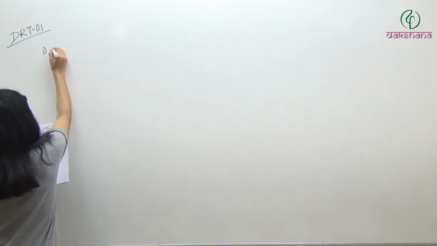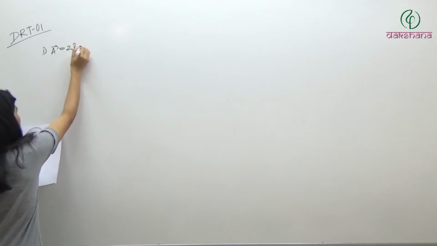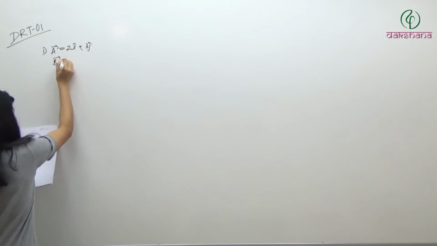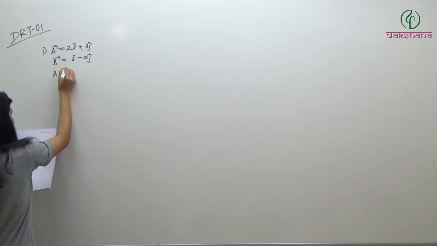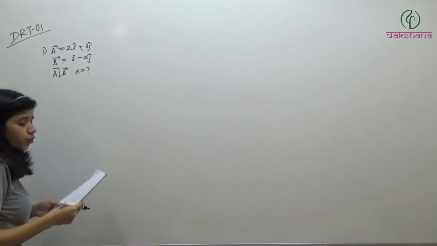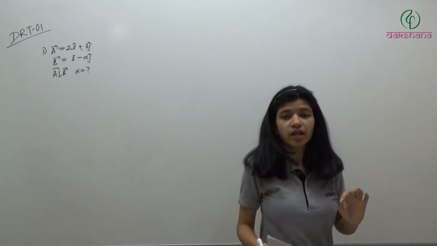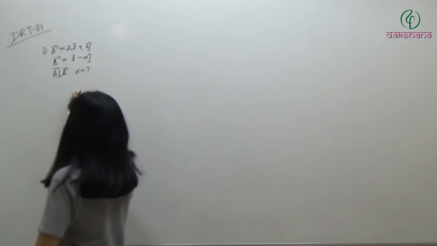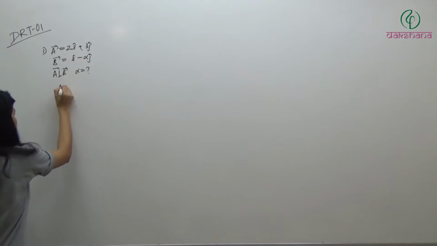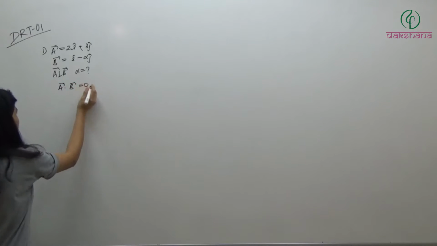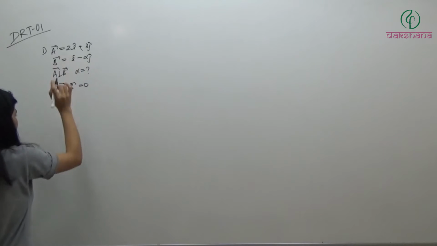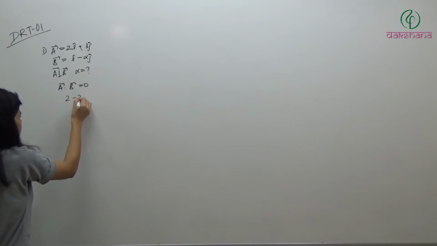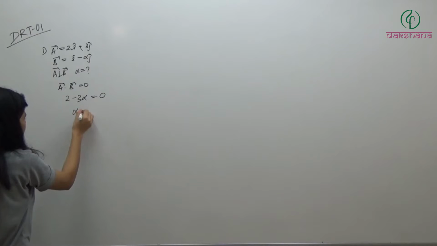The first question is A is equal to 2i cap plus 3j cap. B is equal to i cap minus alpha j cap. A is perpendicular to B, then what is the value of alpha? Very simple question. Everyone must have done this, right? A is perpendicular to B, that means simply A dot B will be equal to 0. A dot B, what will be A dot B? This into this plus this into this. So 2 into 1 it is 2, 3 into minus alpha it is minus 3 alpha is equal to 0, alpha is equal to 2 by 3.